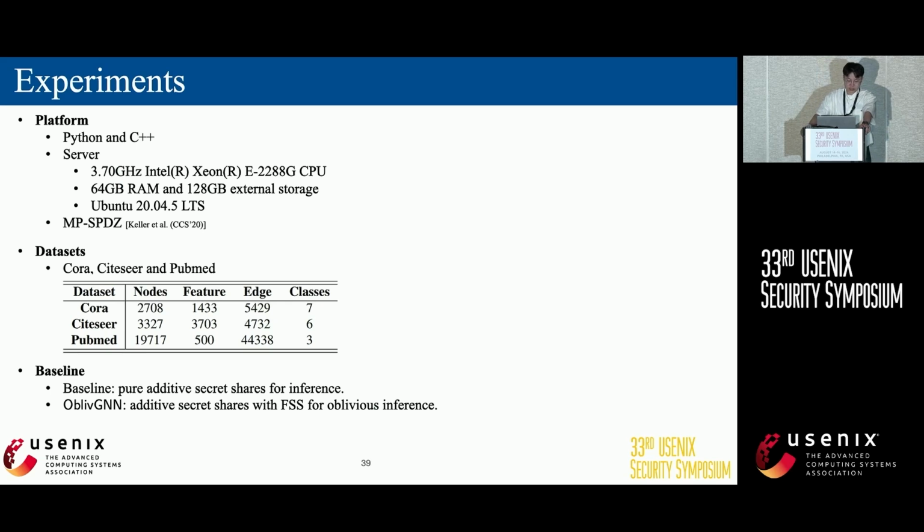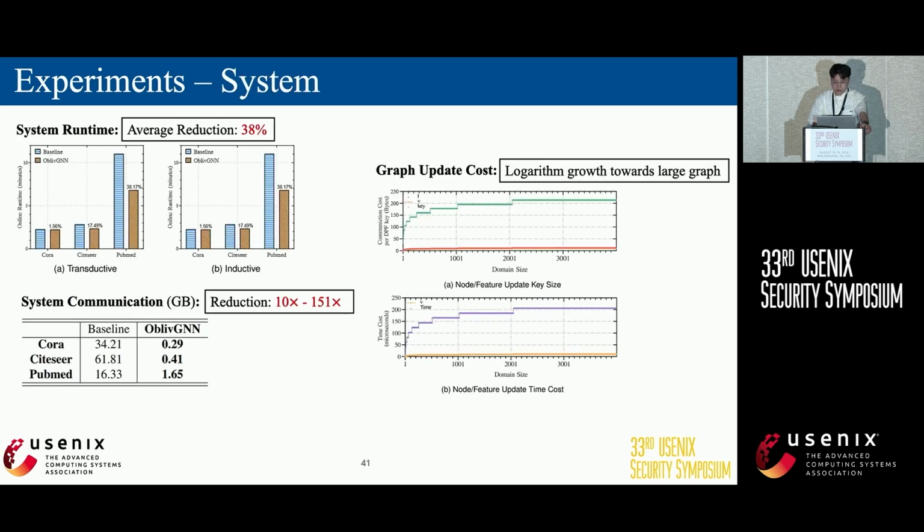Our experiments are done in Python and C++. We use three datasets: Cora, Citeseer, and Pubmed. The baseline is pure additive secret sharing for inference. And our results are promising. We achieved a system runtime with an average reduction of 38%.